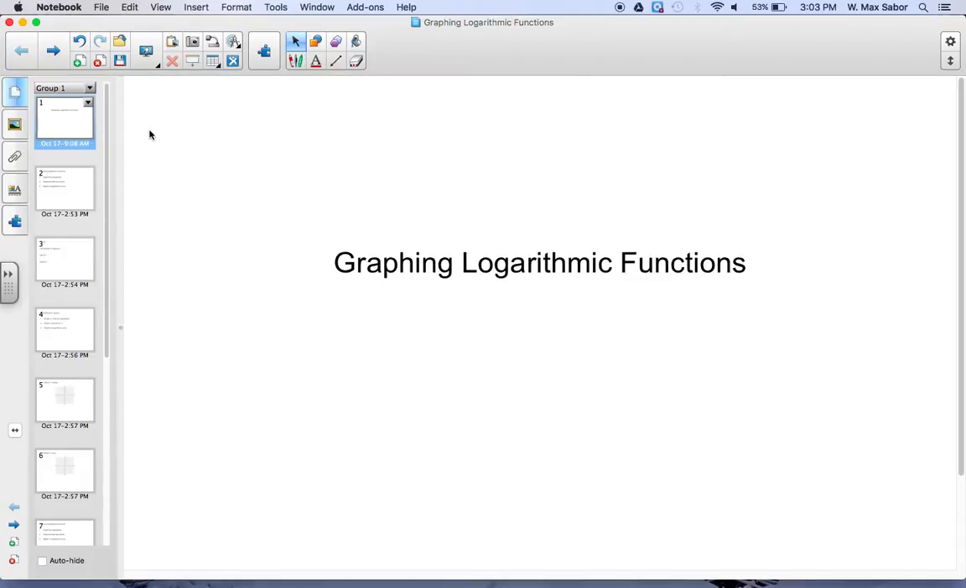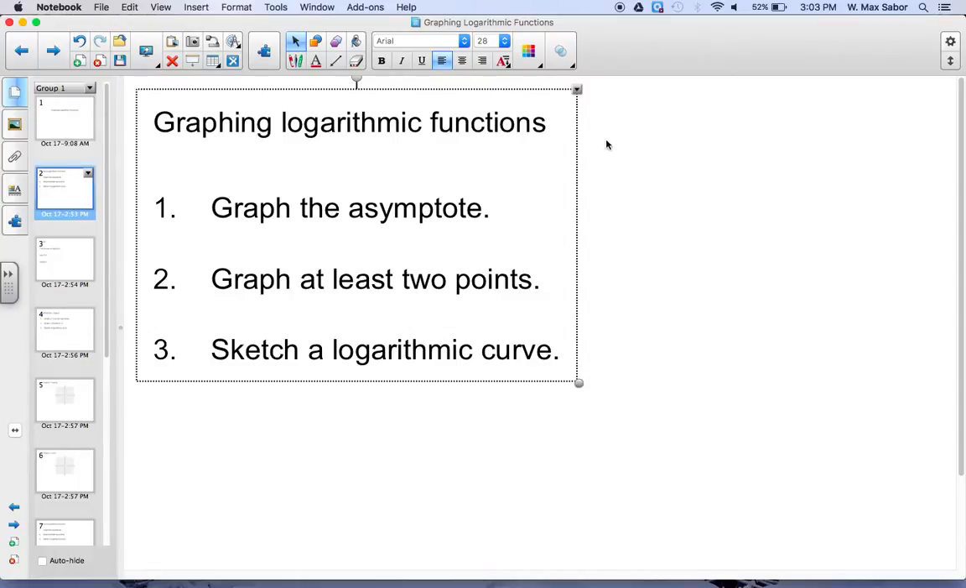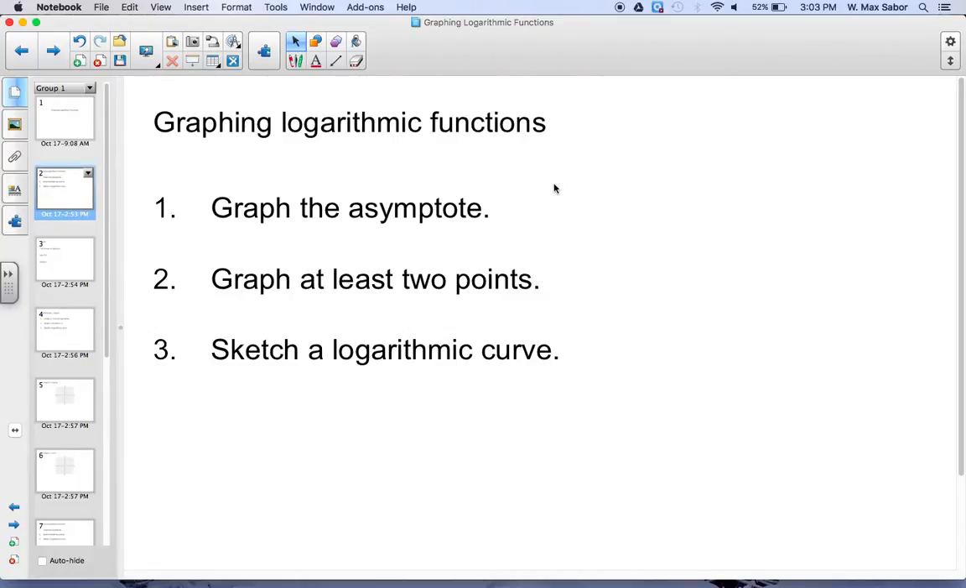Today we're going to talk about graphing logarithmic functions. To graph logarithmic functions, first you want to graph the asymptote, and then graph at least 2 points and sketch a logarithmic curve. You should know by now what an exponential curve looks like. A logarithmic curve just looks like the inverse of it.